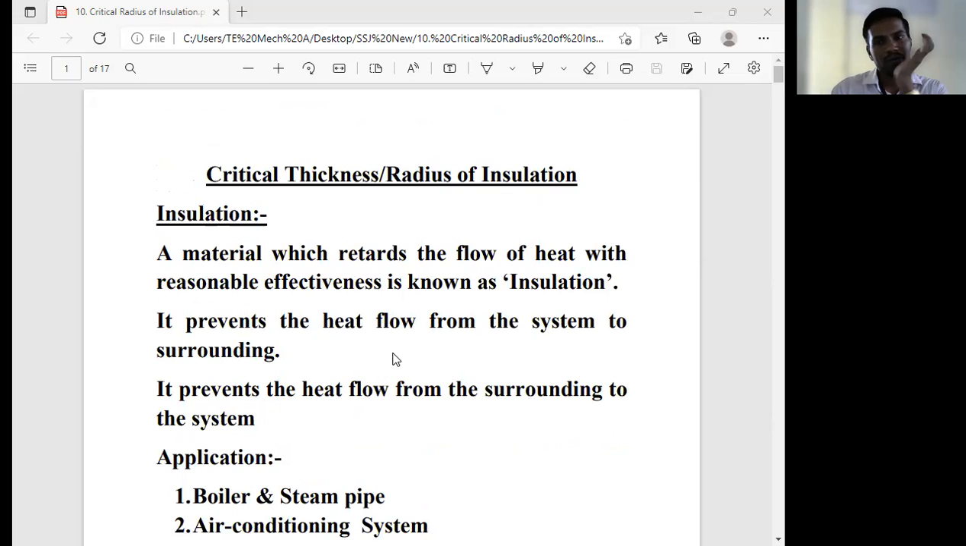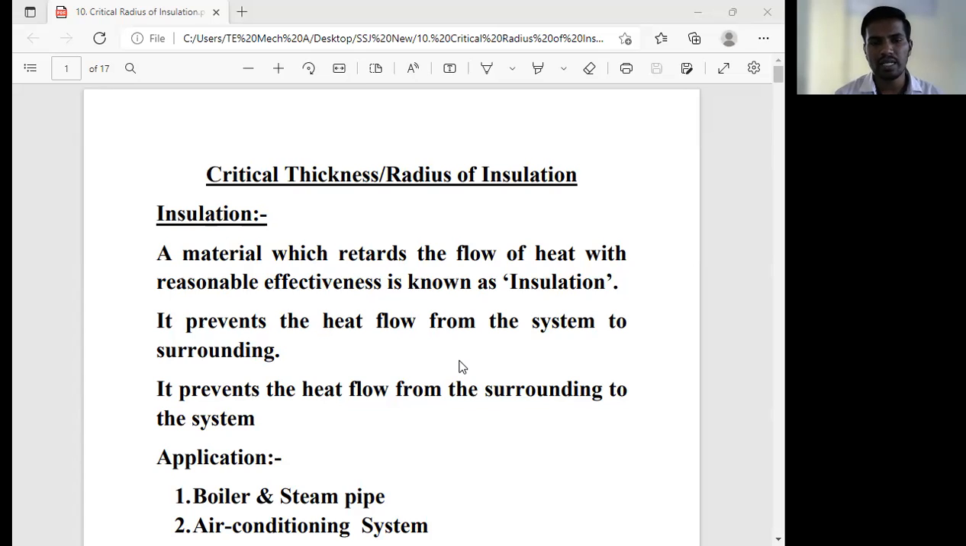Write down first the meaning of insulation: a material which retards the flow of heat with reasonable effectiveness is known as insulation.